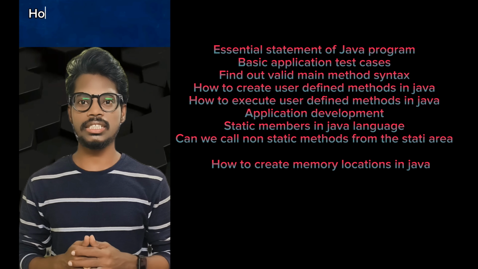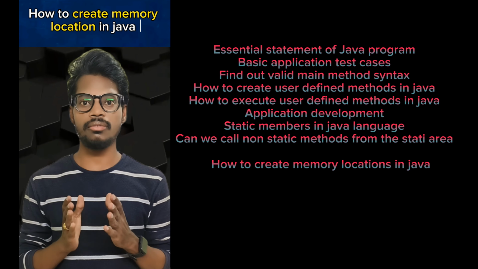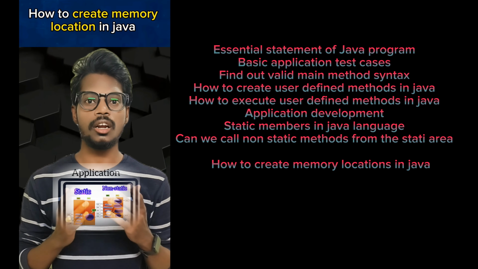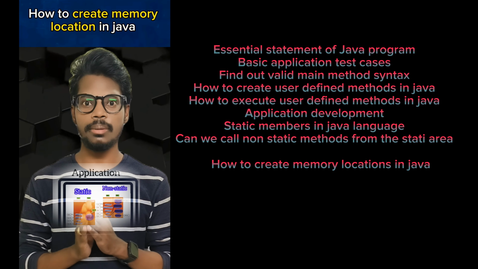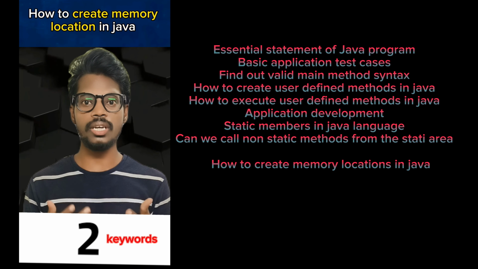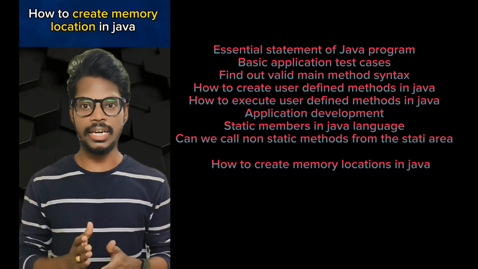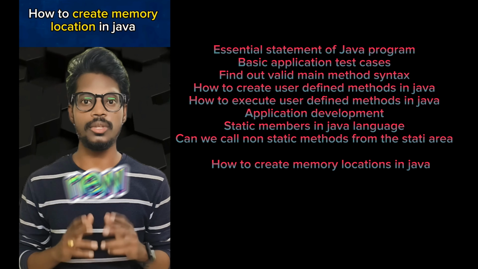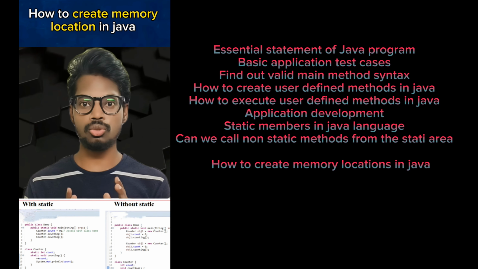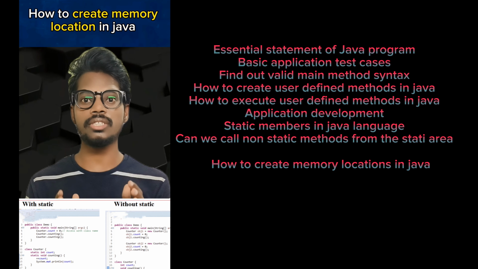In this video, we will discuss how to create a memory location in the Java programming language. Whenever we are developing a particular application, non-static members are available and static members are also available, guys. There are only two keywords in the Java programming language for memory allocation purposes. What are those two keywords? One is the static keyword and another one is the new keyword. When JVM identifies these two keywords, then only JVM is responsible to provide memory locations for your Java members.